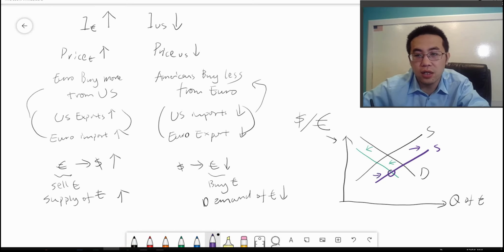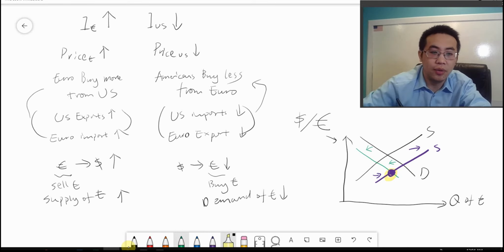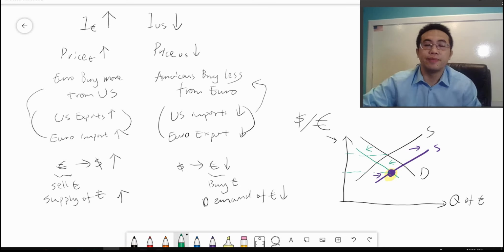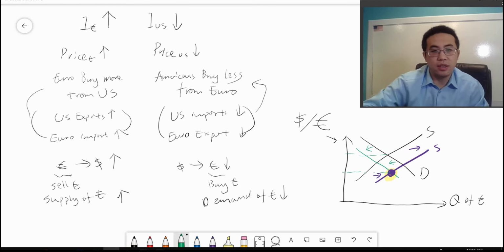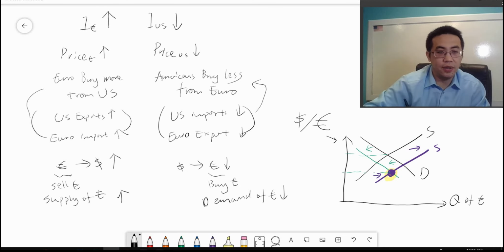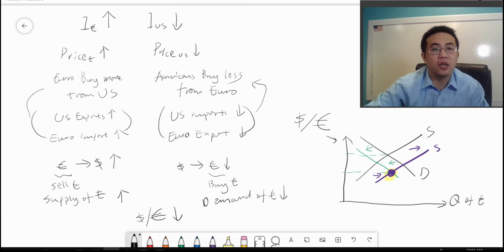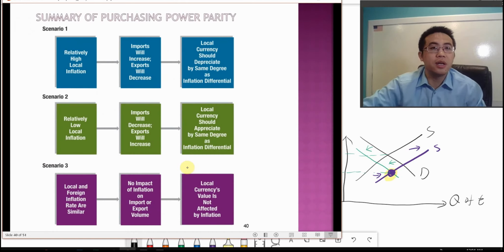Okay, so this would be the new equilibrium. You will see that the new price is actually down for the value of euros. So the euro depreciates. That's our final result. The euro value expressed in US dollars depreciates. So here is a summary of purchasing power parity.